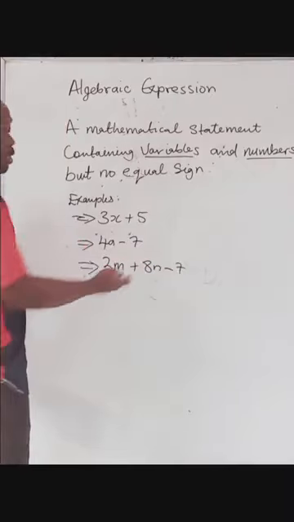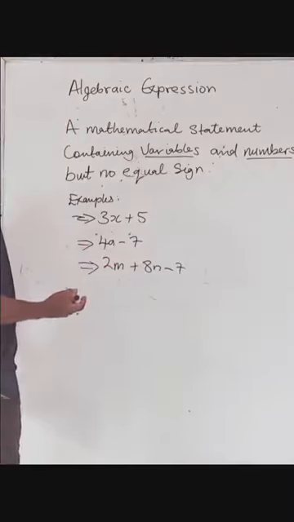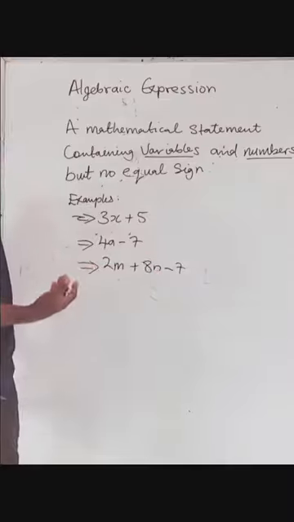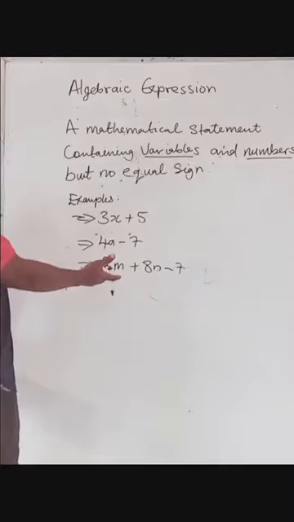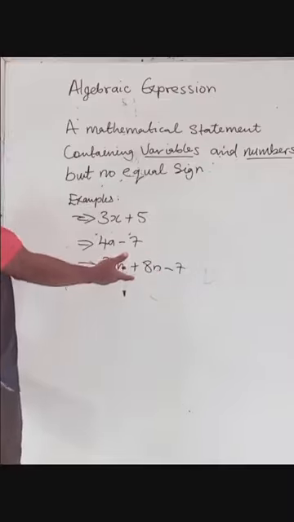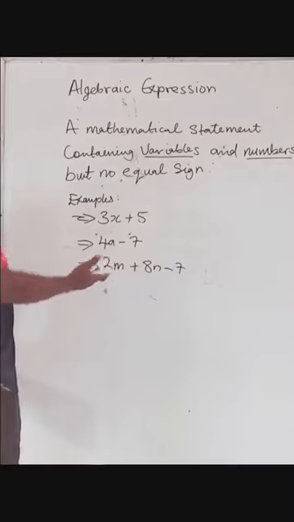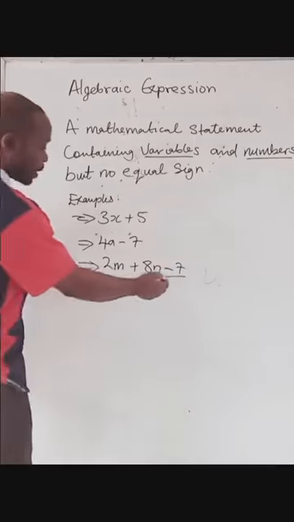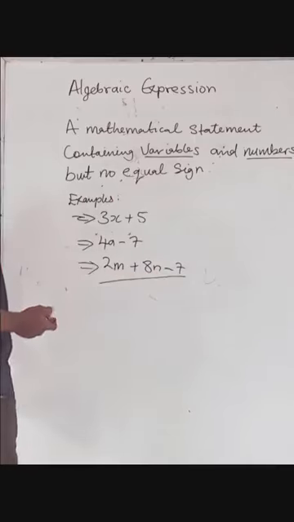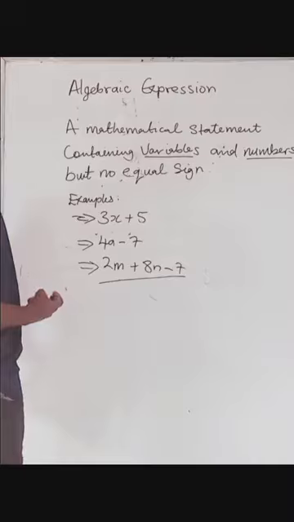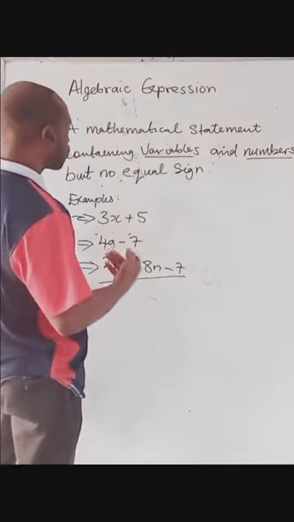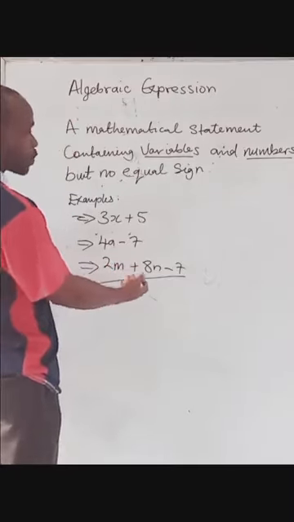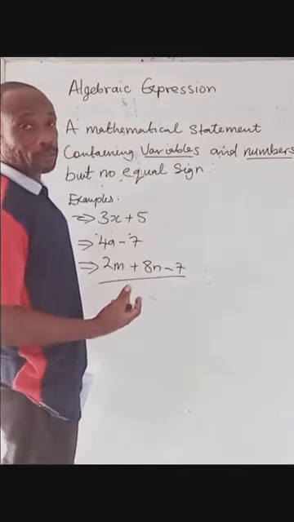8 is multiplying the letter n. 8 is a coefficient, while n is a variable. 2 is multiplying the letter m. 2 is a coefficient, m is a variable. The mathematical expression is an algebraic expression. Why is it an algebraic expression? Because it contains variables and numbers.